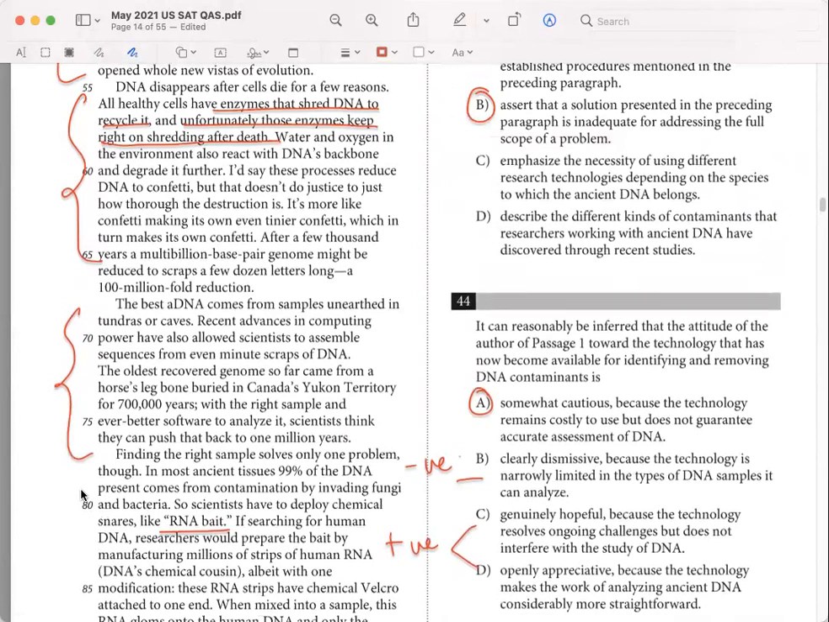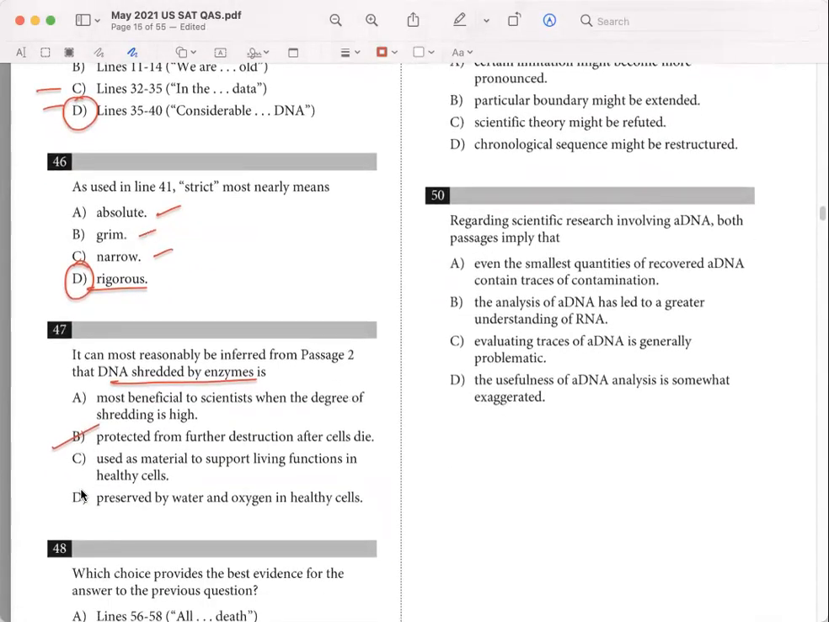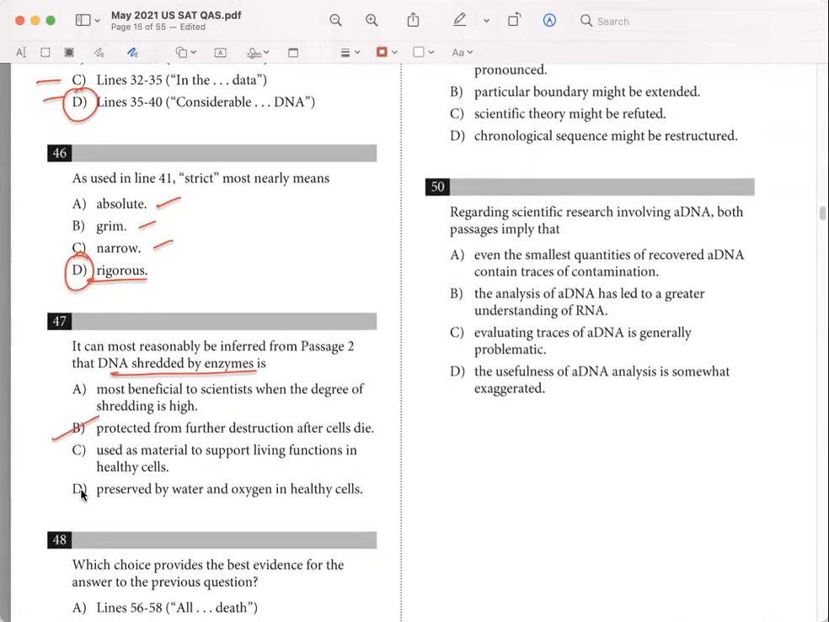Water and oxygen also react with DNA's backbone and degrade it further. I would say these processes reduce DNA to confetti. So what is most beneficial? So the degree of shredding, if it is high, is not beneficial to scientists. So A is out.